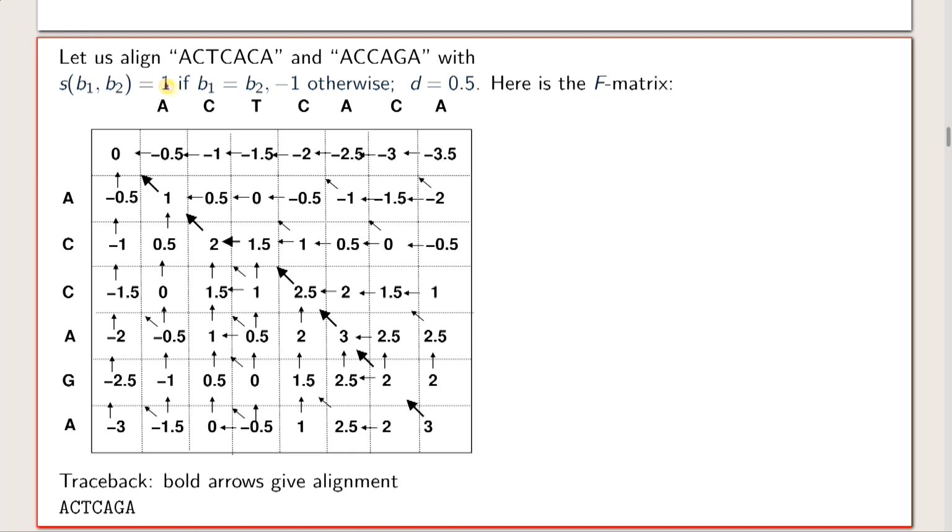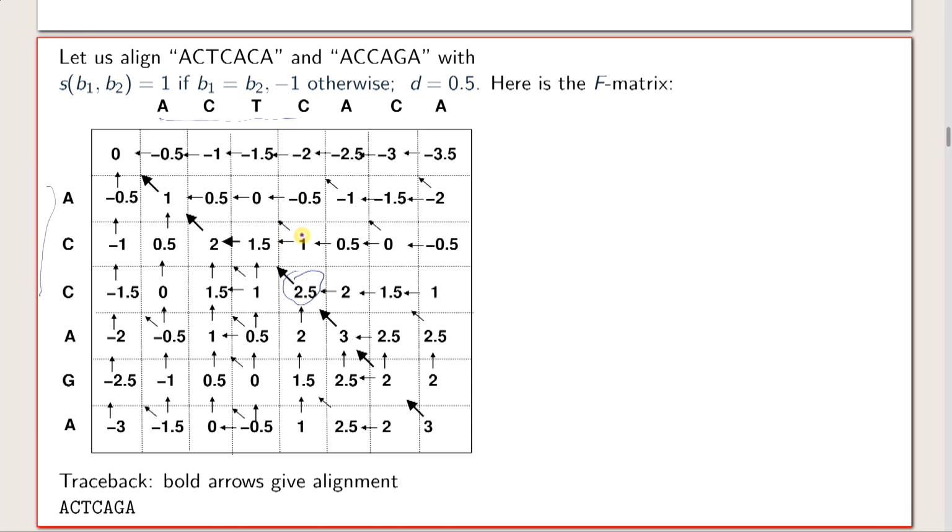And here we are using a scoring matrix where a match has a +1, a mismatch has a -1, and the gap has a -0.5. And so the idea is that if you wanted to know what this element is, for example, you could get this element by getting the best alignment of ACTC and ACC. And this could be done by getting the best alignment of AC and ACT, which was here, and matching these 2. And since C and C match, you get a 2.5 because this was a 1.5.